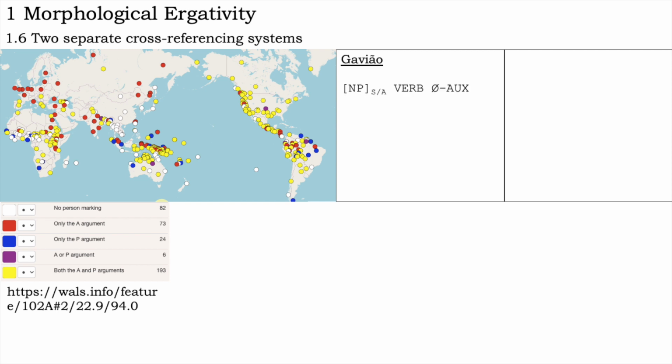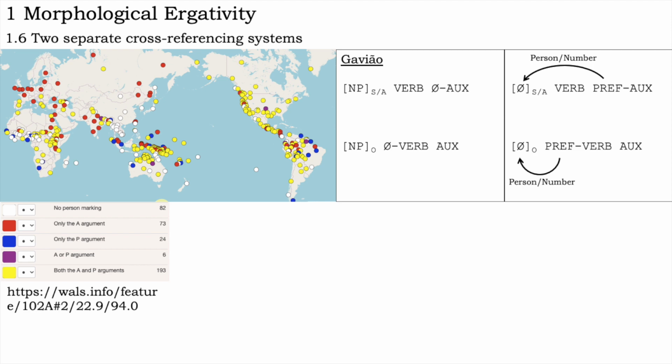There may be an explicit noun phrase, NP, in the role of S or A. If there isn't, the auxiliary takes a prefix indicating the person or number of the S or A argument. Similarly, if the verb is transitive, there may be an explicit noun phrase as the O argument. If there isn't, the verb takes a prefix indicating the person and number of the O argument. If the verb is not transitive, it takes a prefix agreeing with S instead.